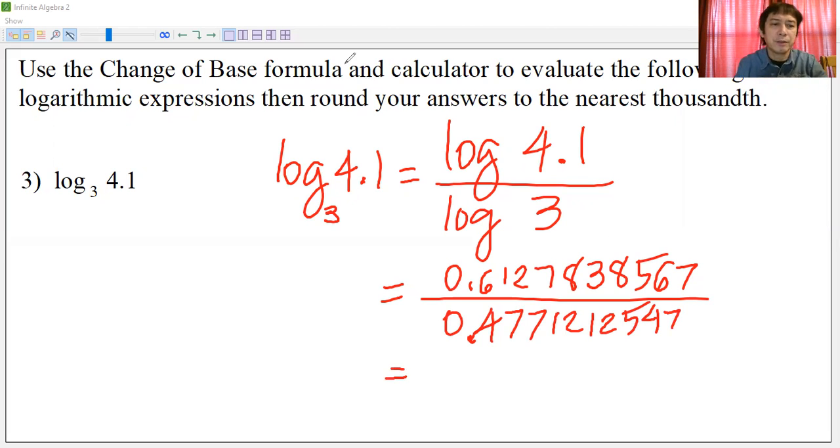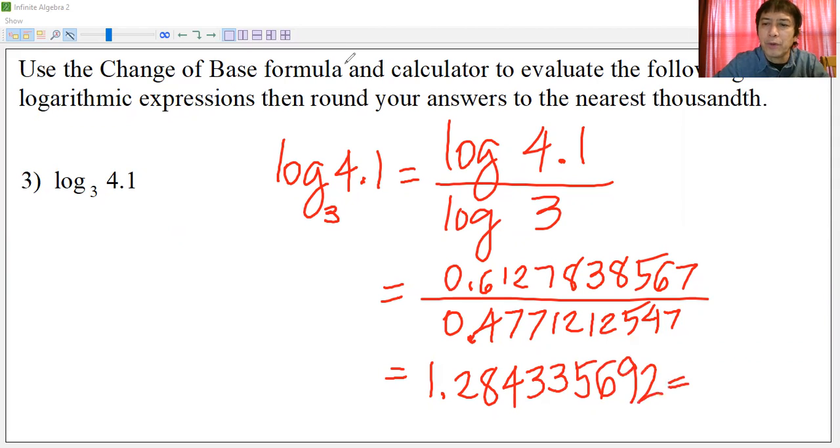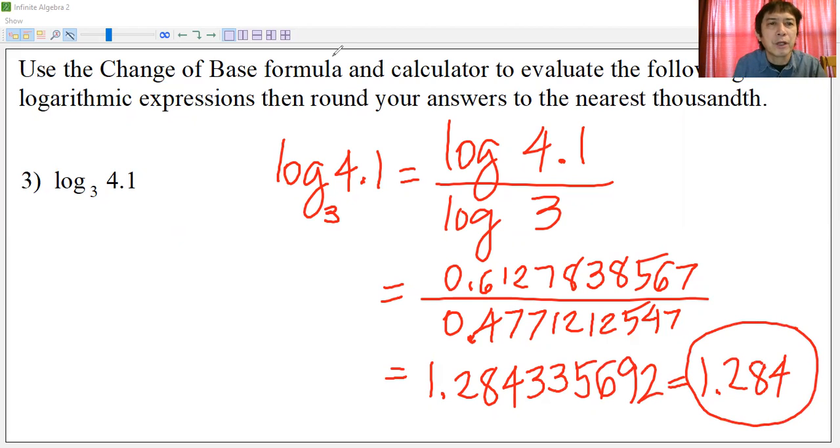So we will just divide this. This will be logarithm divided by, and you have something like 1.284335692. And then rounded to the nearest thousandth, this will be 1.284. There. And we can check and verify. 1.284 is the answer over here.